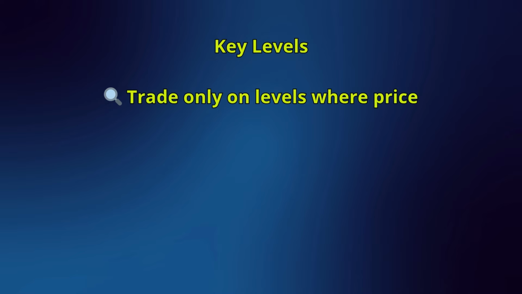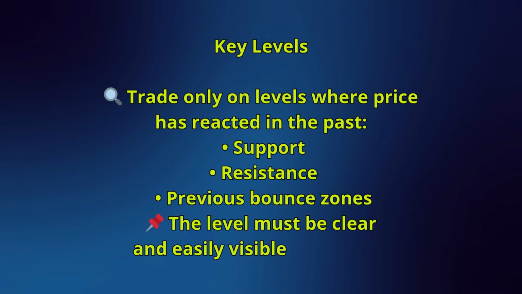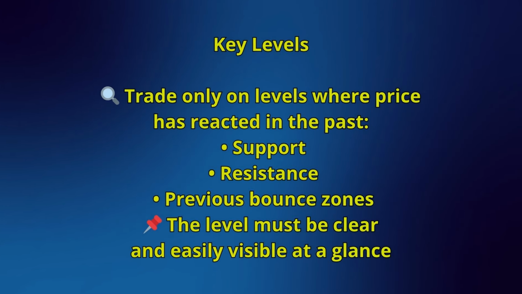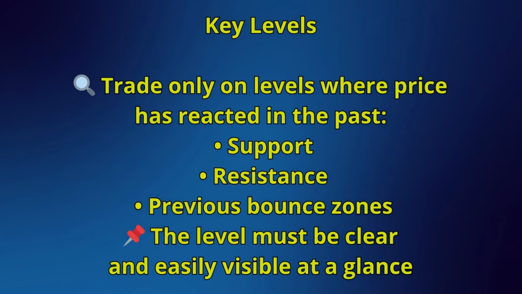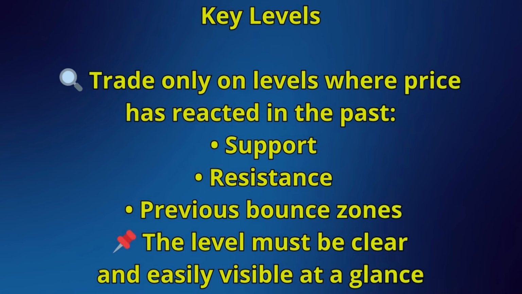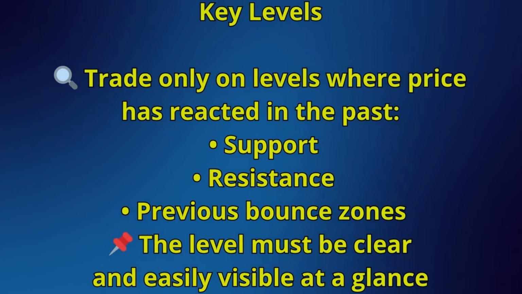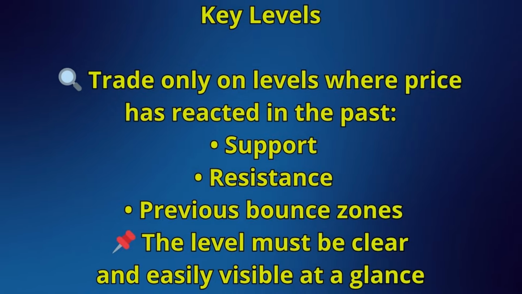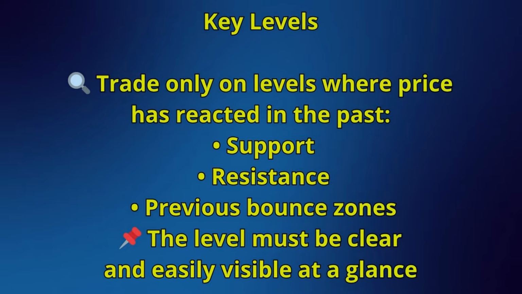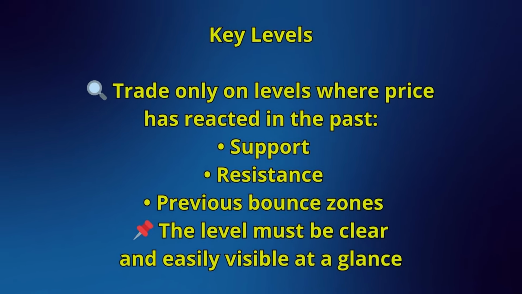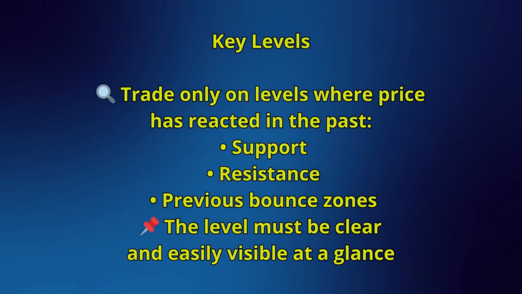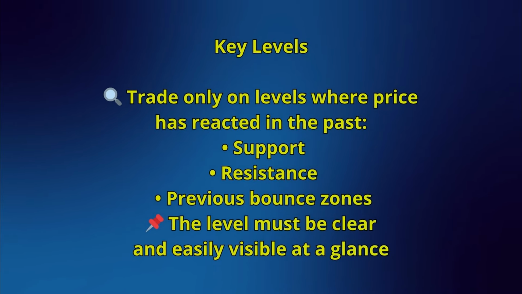The second crucial element is finding key levels. We only trade where the price has reacted significantly in the past, meaning strong support and resistance zones or previous bounce areas. For a level to be considered valid for this strategy, it must be clear and easily visible at a glance. We are looking for obvious market history, not obscure or difficult to find zones.